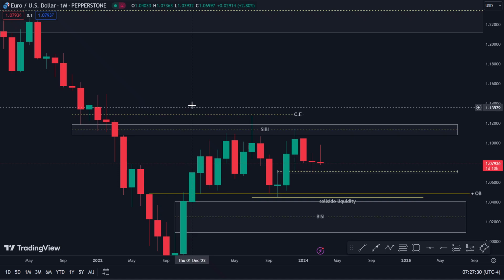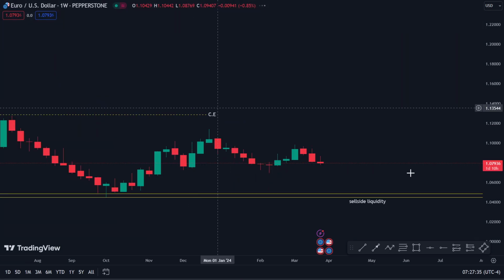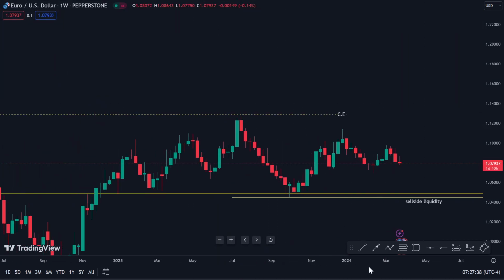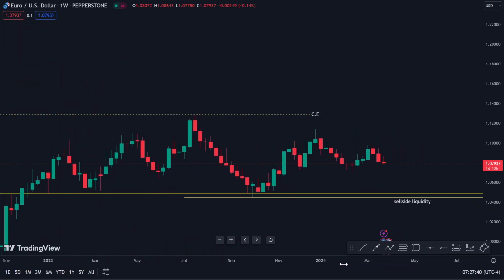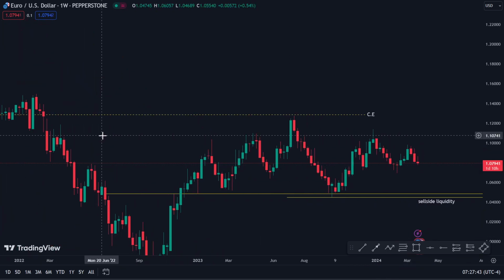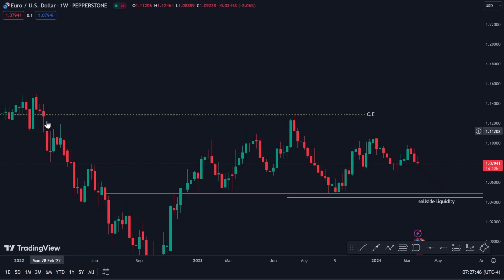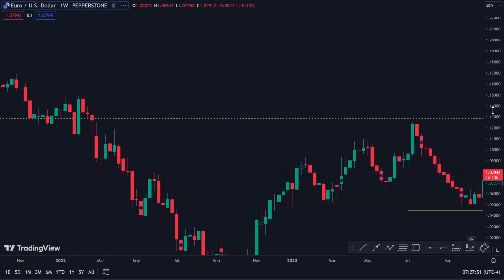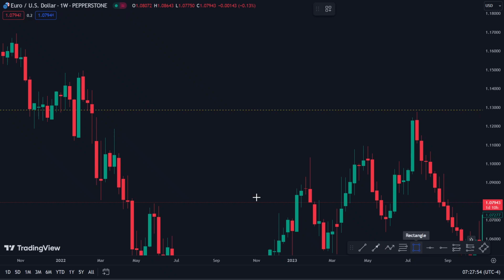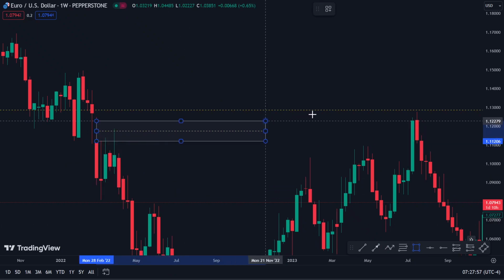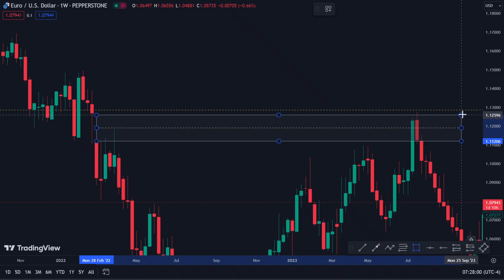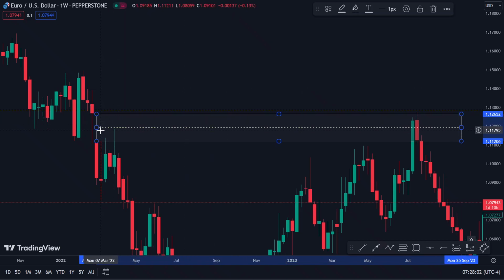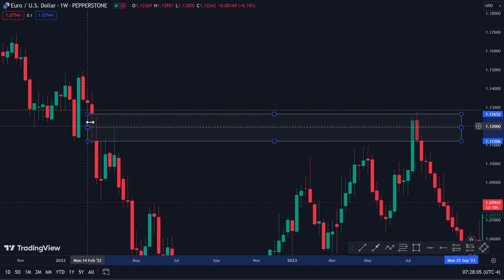Let's move on to our weekly. Let's scale into our weekly EURUSD. Now onto our weekly, we had this. This is our volume imbalance. It acted as a draw on liquidity.